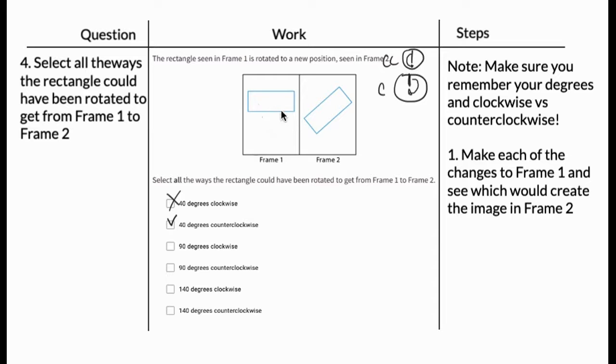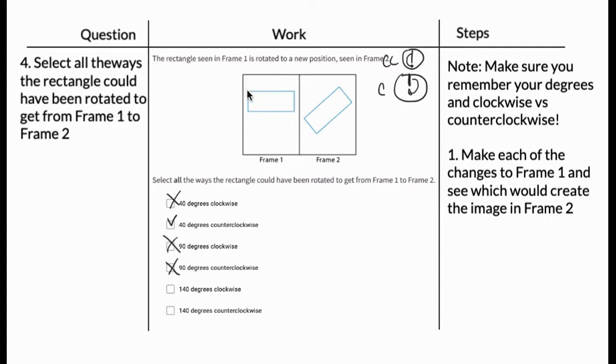Next, 90 degrees clockwise. Now, if we're taking something that's going from left to right here and we're rotating it 90 degrees, it's going to end up going directly up and down. So no matter if we're doing it clockwise or counterclockwise, we're still going to end up with the same image, which is not what we have in frame 2.